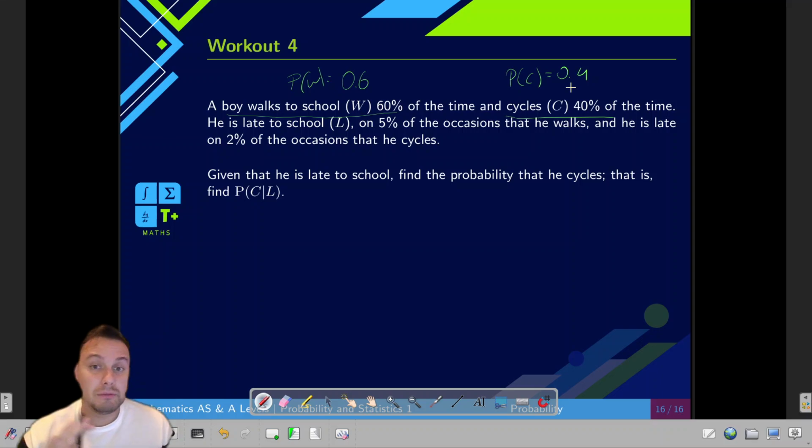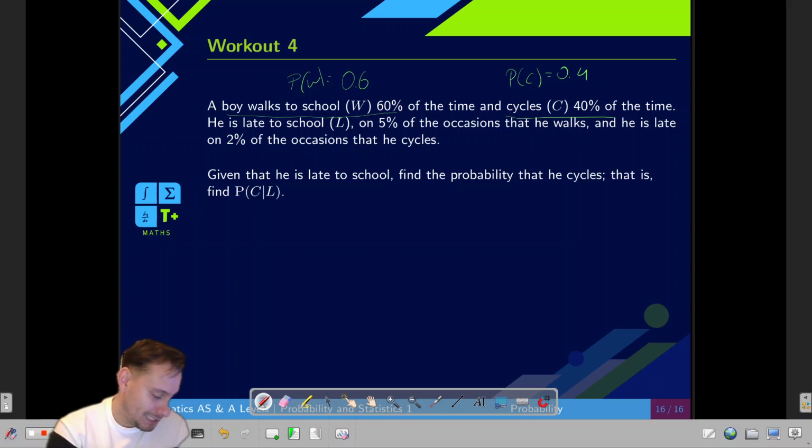Observe that here we only have two options. He either walks or cycles. There's no other option to include. Then we are told that he is late on 5% of the occasions that he cycles. And that is the interesting part that we're going to analyze.